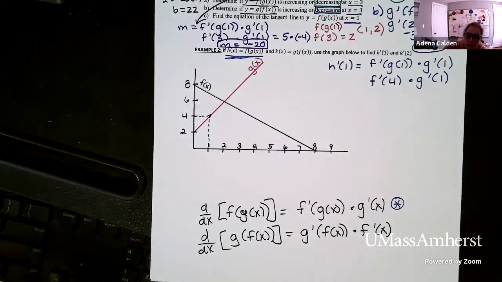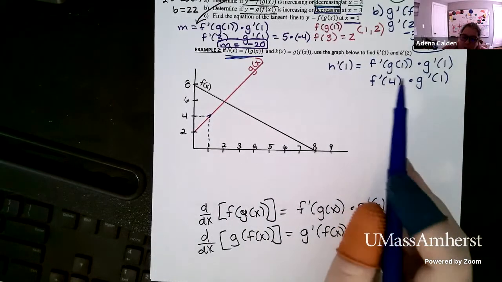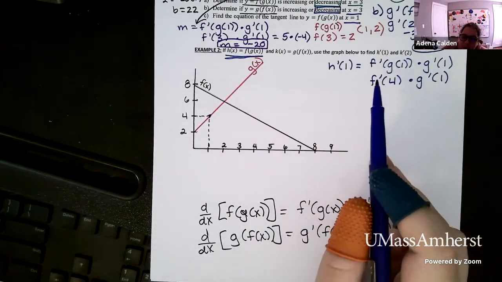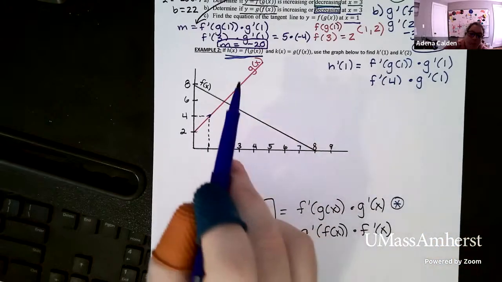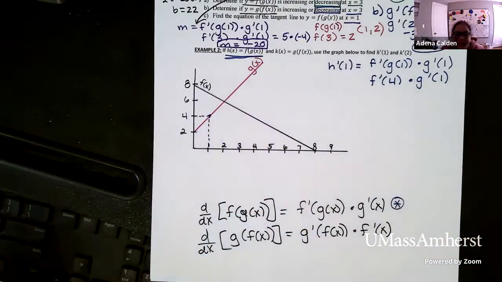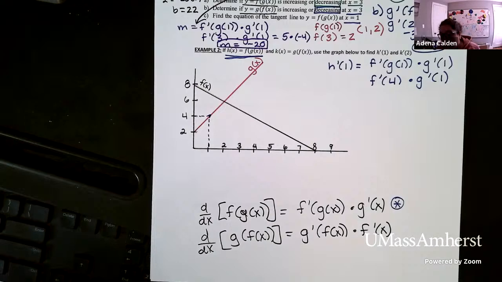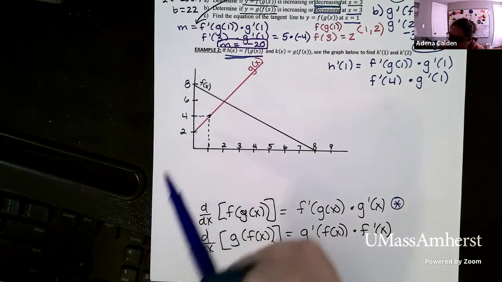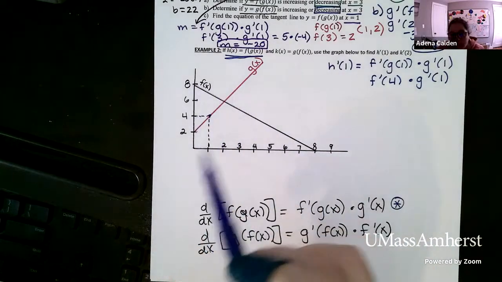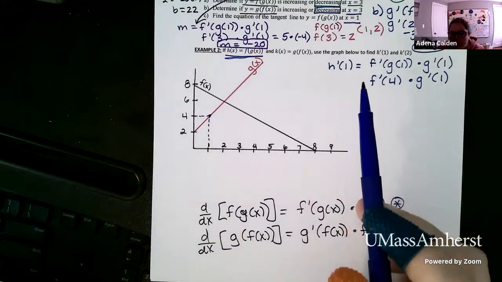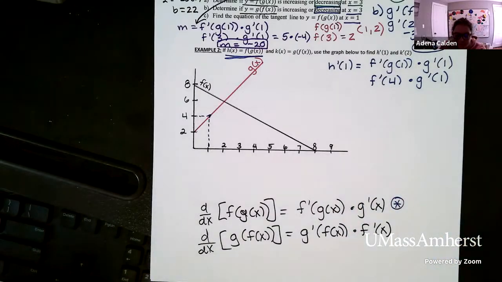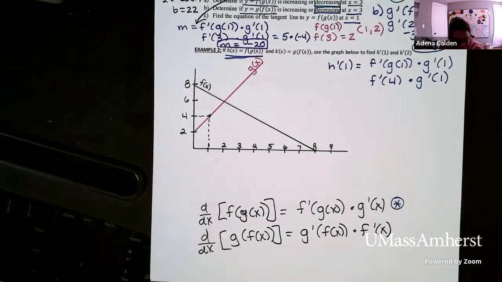And so when I think about what these are, they're the slopes of the tangent lines at 4 for f and at 1 for g. But these functions are linear, which means they have the same slope everywhere. So I'm going to find the slope in general for these two lines, and that will tell me the slope for f and the slope for g. So let's start with the slope for f.